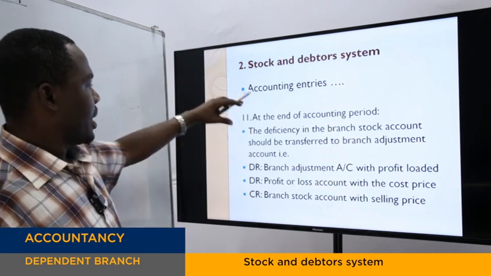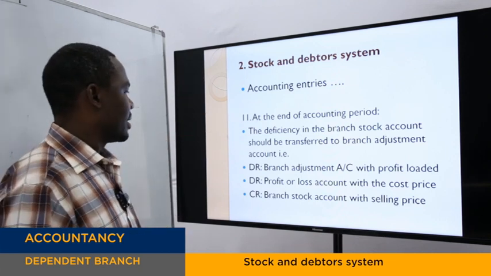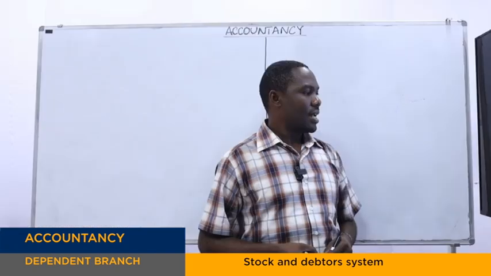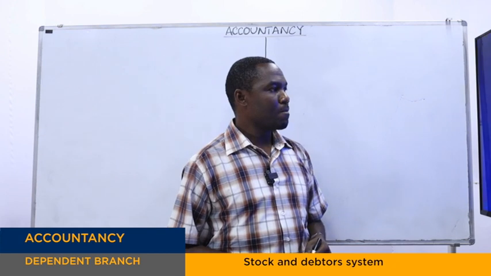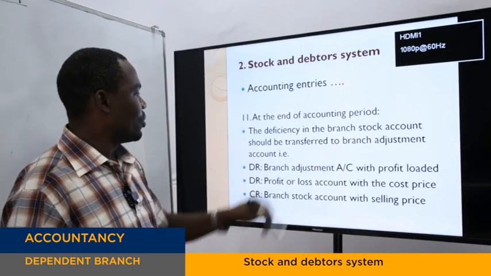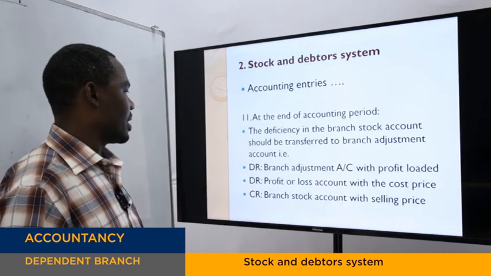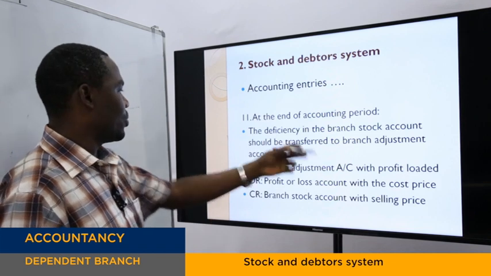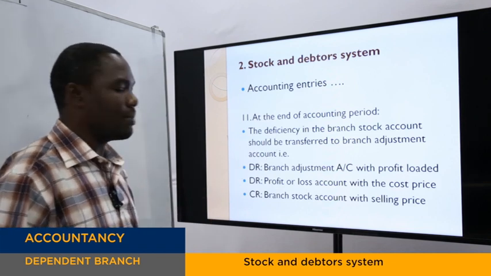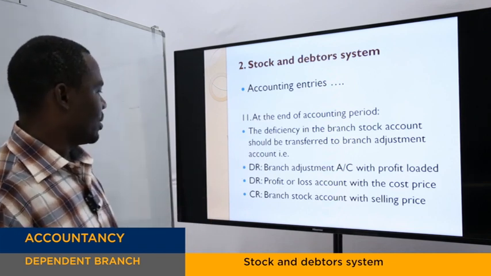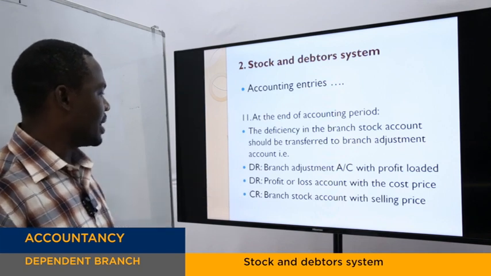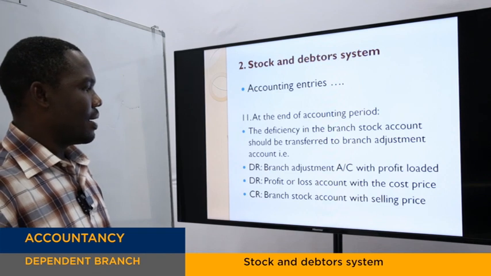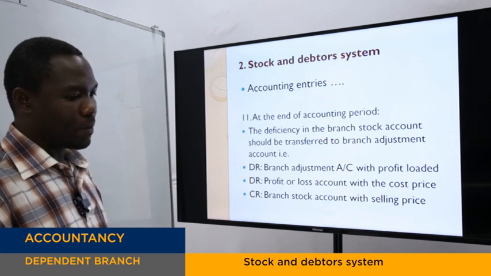So if there is any deficiency in the branch stock, it should be transferred to branch adjustment account. How is this being transferred? We do this entry by debiting branch adjustment account with the profit loaded.